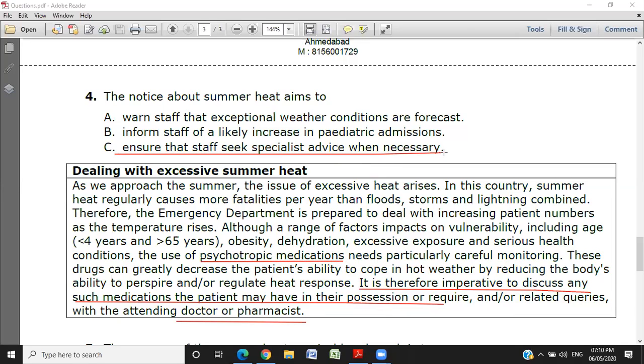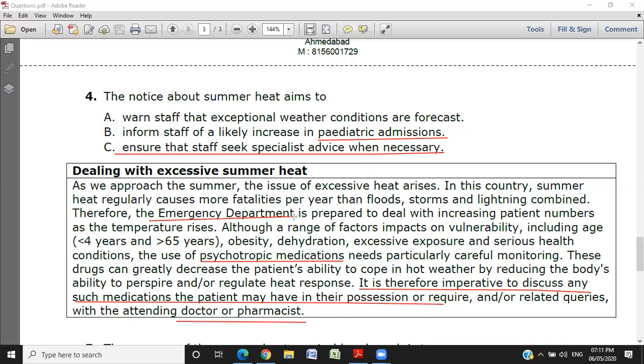Another way in which you can rule out other answer choices is B, as it is too specific. This entire text is not just about pediatric admissions, and again, it is not the overall purpose. They've mentioned that emergency admissions will increase, but that's not the purpose because this entire text is not written for ED staff. Is it written for the ED staff?